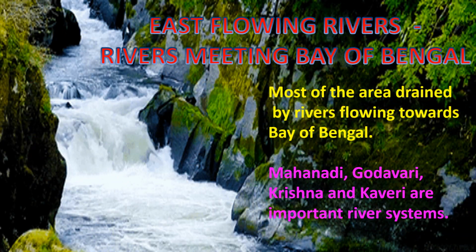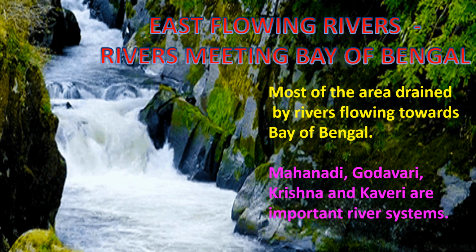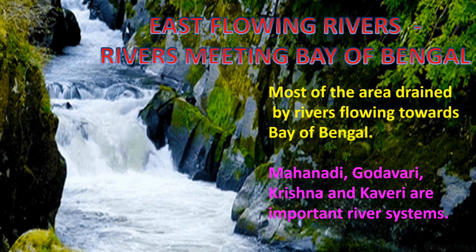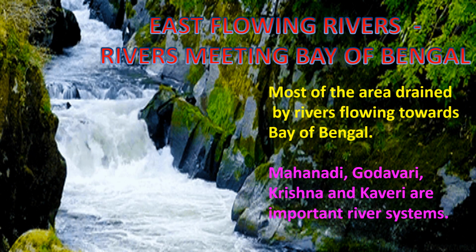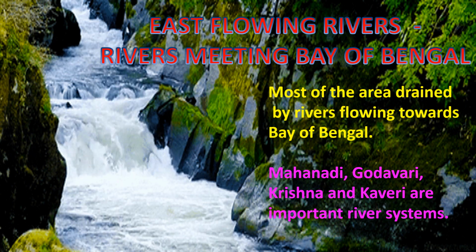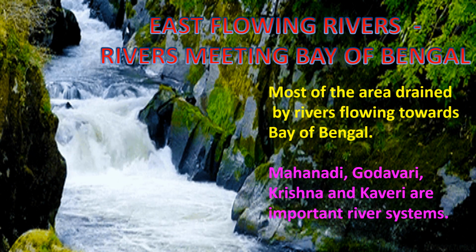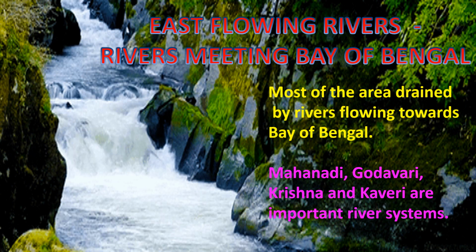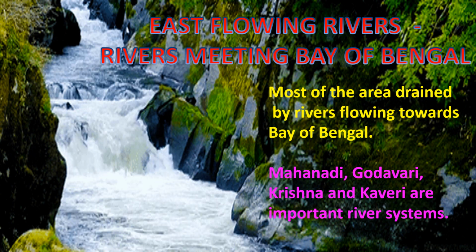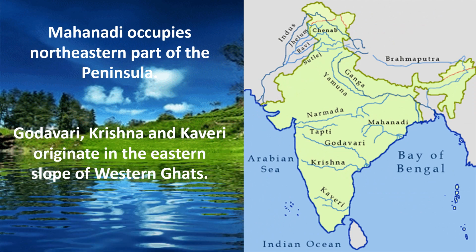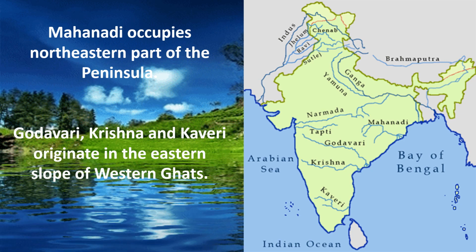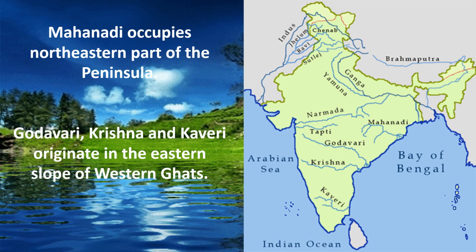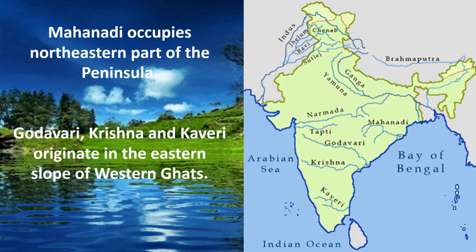East flowing rivers are rivers meeting Bay of Bengal. Most of the area drained by rivers flowing towards Bay of Bengal. Mahanadi, Godavari, Krishna and Kaveri are important river systems. Mahanadi occupies northeastern part of the peninsula. Godavari, Krishna and Kaveri originate in the eastern slope of Western Ghats.